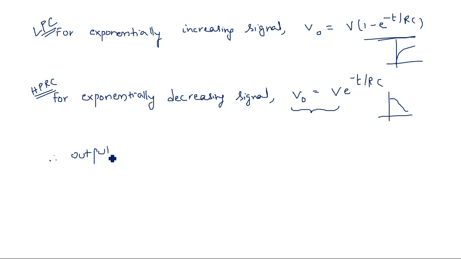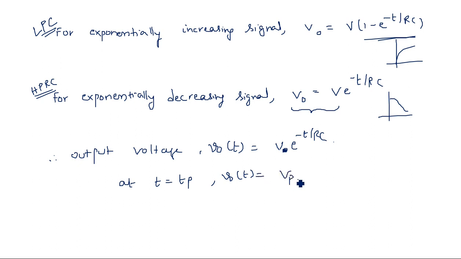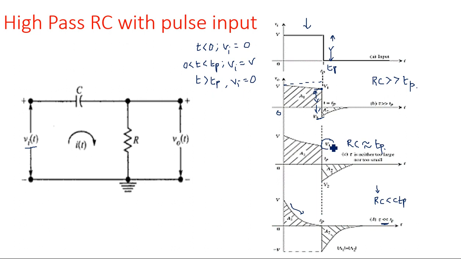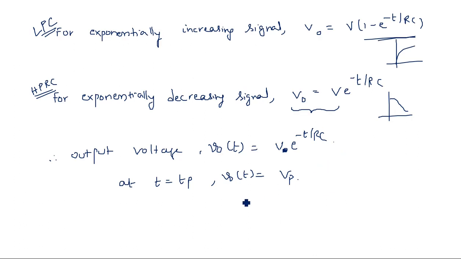Therefore, the output voltage V naught of t is equal to V into e power minus t by RC. At t is equal to Tp, V naught of t is equal to some value, Vp. We take this instant as Vp. At t is equal to Tp, the output is equal to Vp. So Vp is equal to V into e power minus Tp by RC, at t is equal to Tp.